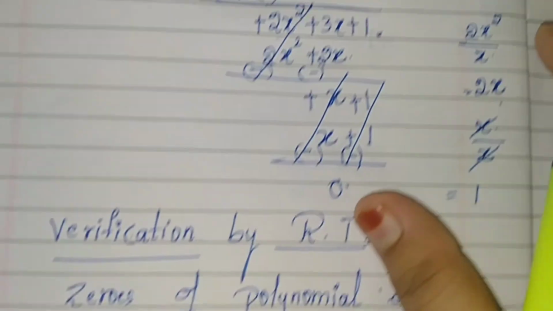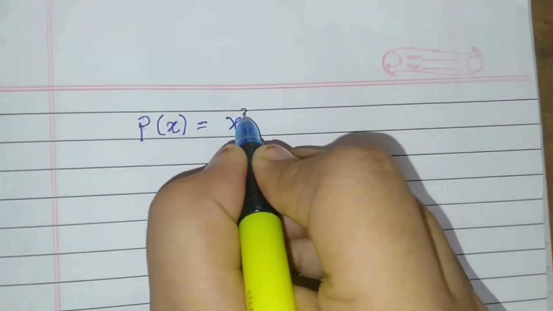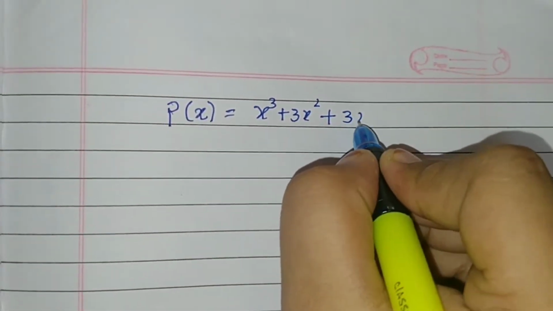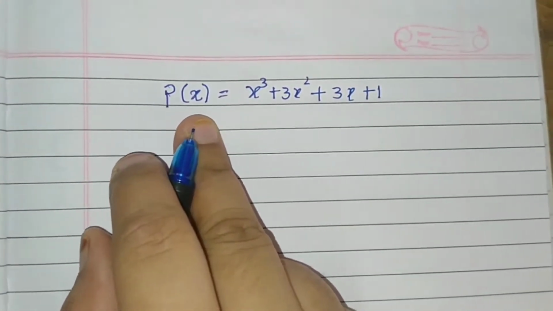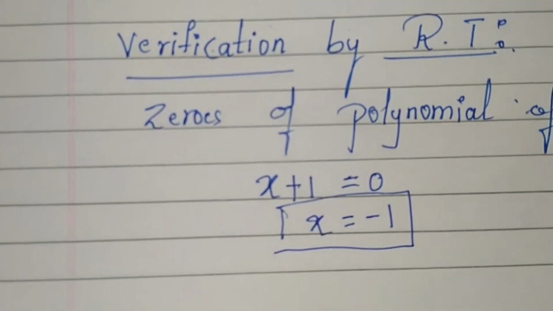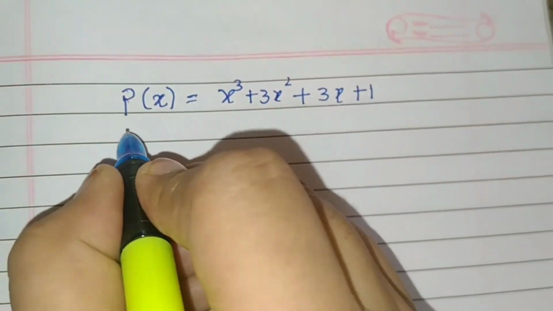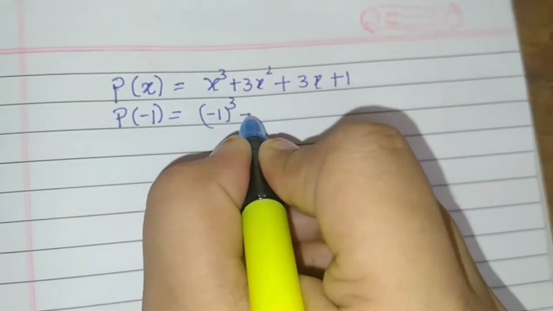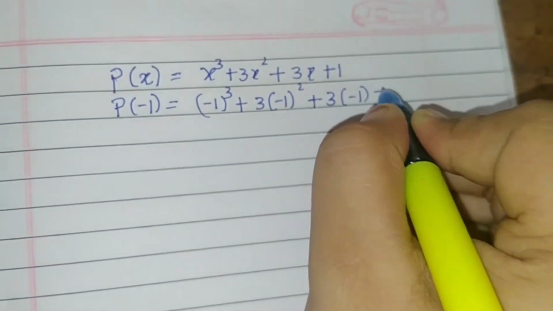Okay, so after that what you have to do, you have to substitute this value into the dividend. So this is your dividend, right? P of x is equal to x cube plus 3x square plus 3x plus 1. So in place of x, you have to substitute the value of x over here. What did you get as the value of x here? Minus 1. So this value you have to substitute here in place of x. So P of minus 1 will be equal to minus 1 the whole cube plus 3 into minus 1 the whole square plus 3 into minus 1 plus 1.